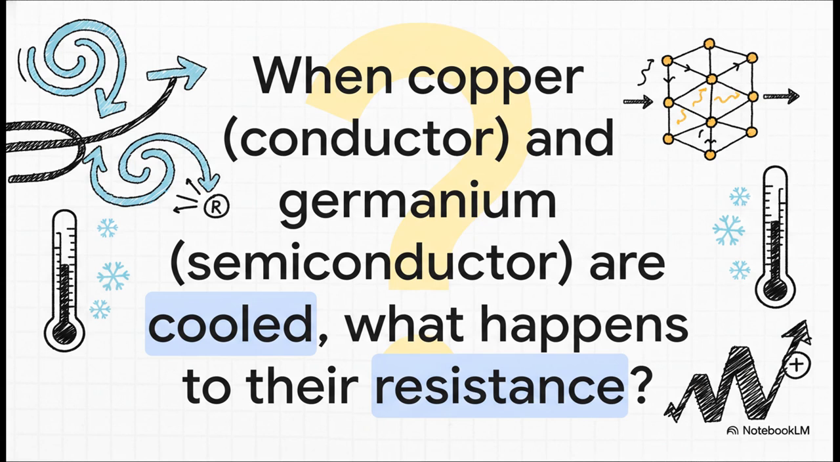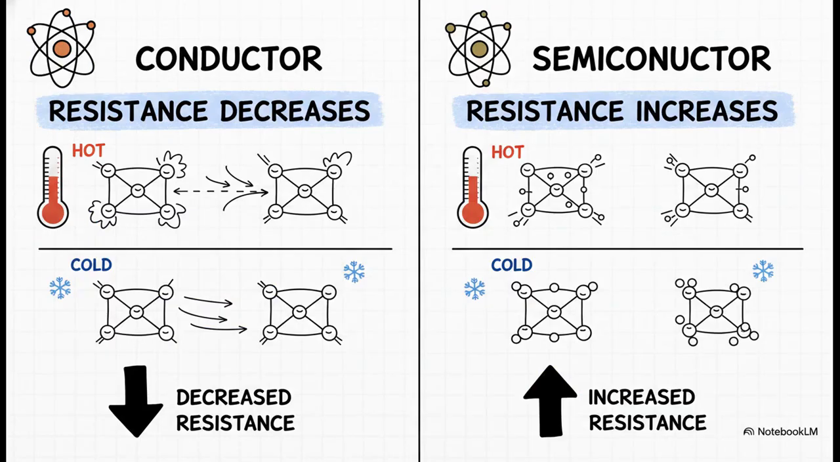It's not about doping, but it tests a really fundamental difference between a regular conductor, like copper, and a semiconductor, like germanium. What happens to their resistance when you cool them way, way down? Think about it for a sec. And here's the answer. They do the complete opposite thing.